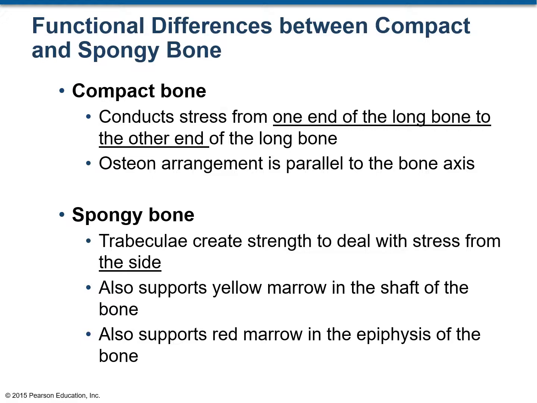Functionally, because of the presence of osteons, the compact bone is able to conduct stress from one end of the long bone to the other. But in the spongy bone, there are no osteons, and the trabeculae help the spongy bones to deal with stress from the sides.